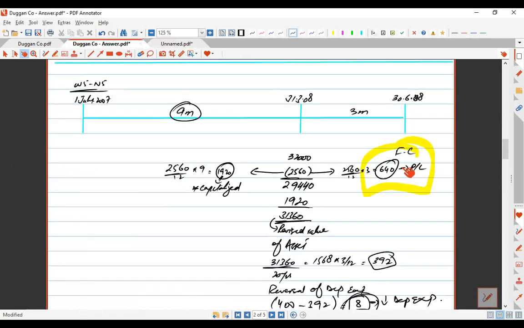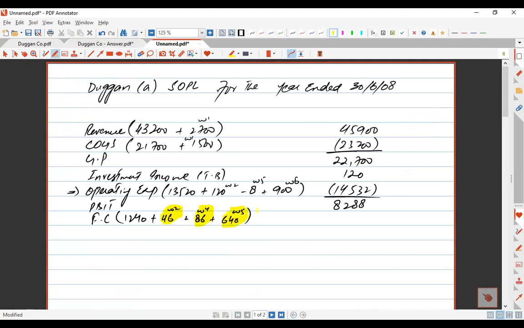In the P&L, the 640 three months' interest expense is added in the finance cost. So the total finance cost for the year is calculated as 2012. After deducting this, profit before tax is calculated. That's 6276. Then deducting the tax expense, we finally end up with profit after tax.